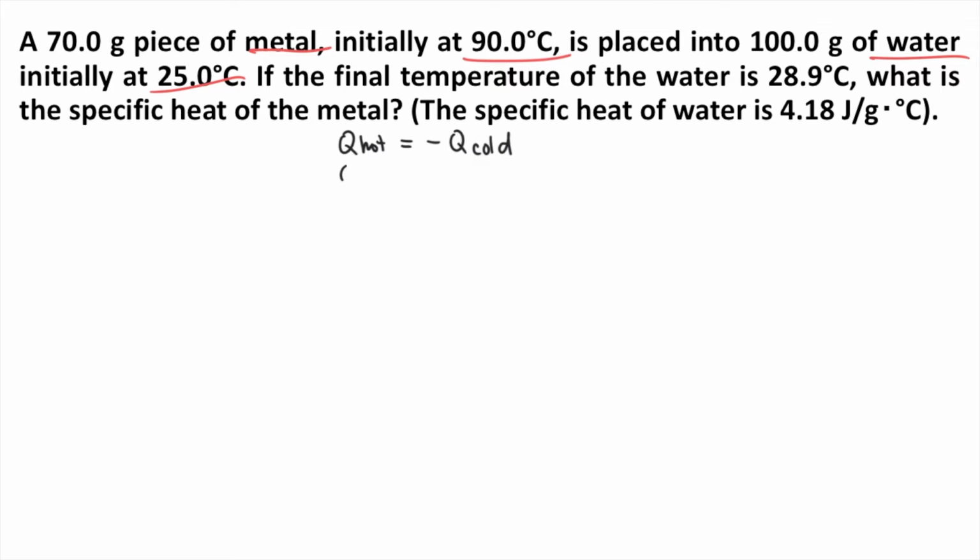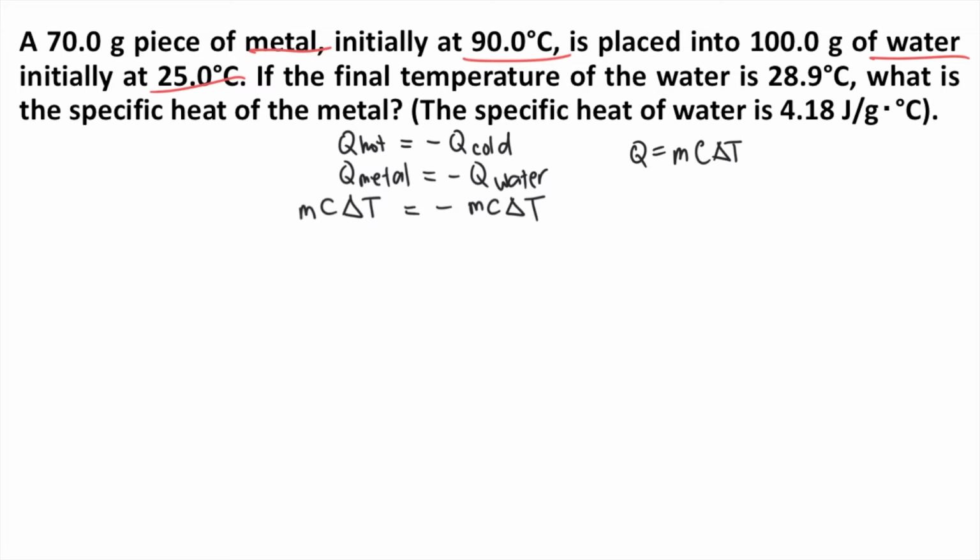So our equation would now be Q of metal is equal to negative Q of water. And we all know that Q is equal to mc delta T. So we now expand our equation. It now looks like mc delta T of the metal, so the left side is the metal, equal to negative mc delta T of water. So the right side would be for water. Now let's start with the left side.